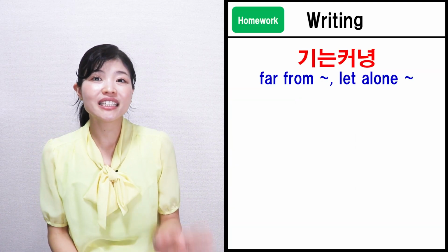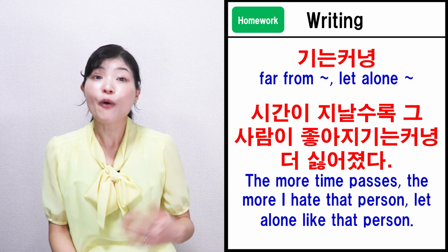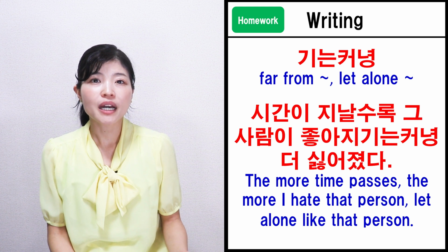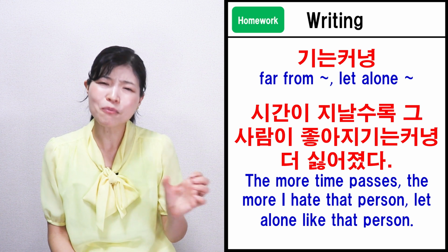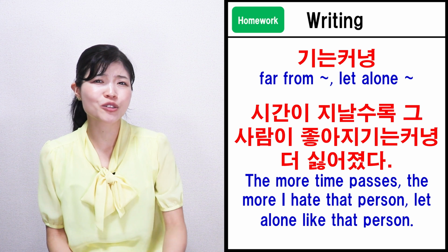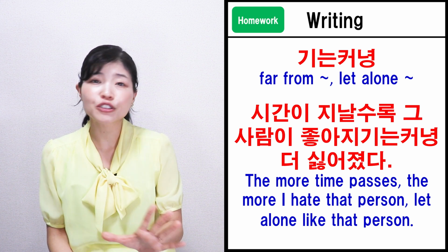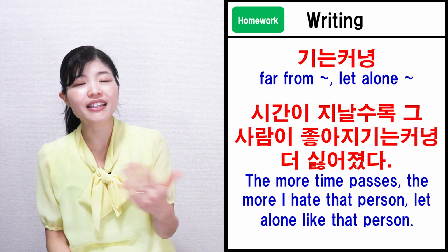Now, I'll announce today's homework. There are 2 parts to this homework. First, please make 3 sentences using today's grammar. For the first sentence, please use 기는커녕, far from, let alone, to make a slightly negative sentence. For example, 시간이 지날수록 그 사람이 좋아지기는커녕 더 싫어졌다. The more time passes, the more I hate that person, let alone like that person. I'm sorry for making quite a harsh sentence, but please do not forget to use 기는커녕 when you want to express something negative like this example.